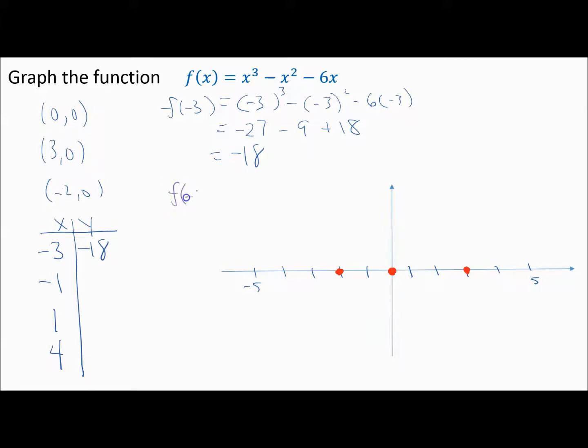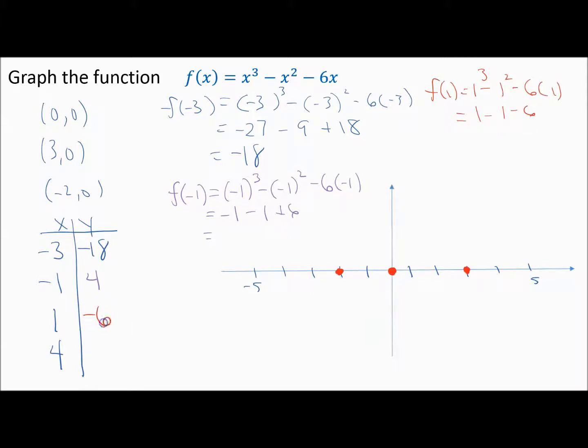Okay? Now let's do this with negative 1. So f of negative 1 is negative 1 to the third minus negative 1 squared minus 6 times negative 1. Negative 1 to the third is negative 1. Negative 1 squared is 1, times negative 1 is negative 1. Negative 6 times negative 1 is plus 6. And this is going to give me 4. Now I plug in 1. So f of 1 is 1 to the third minus 1 squared minus 6 times 1, which is 1 minus 1 minus 6. So that gives me negative 6.